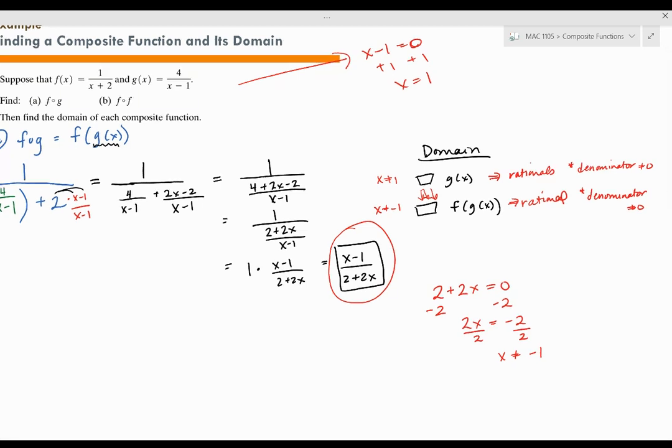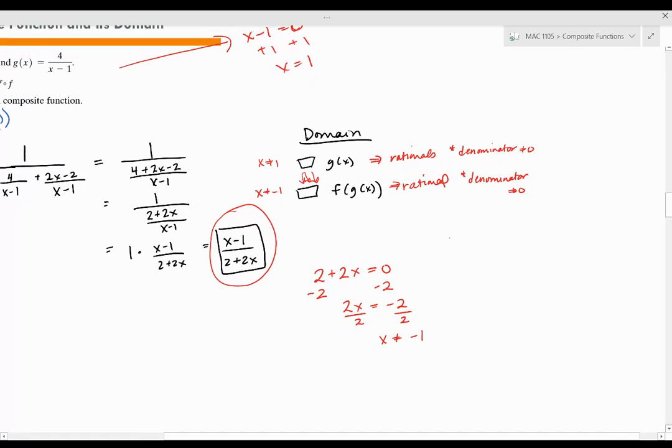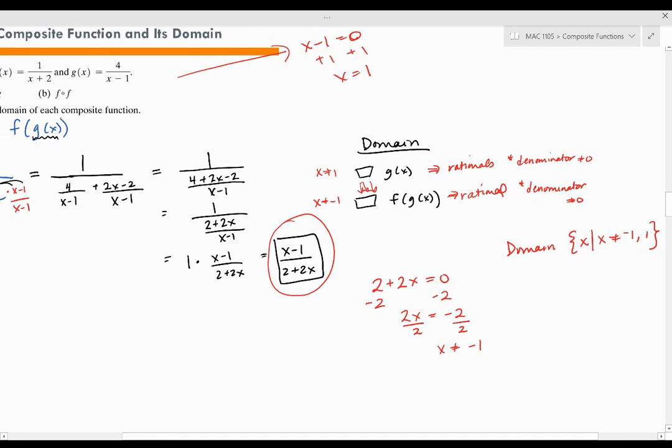Okay, so that means that our domain is all x such that x does not equal 1 and negative 1.